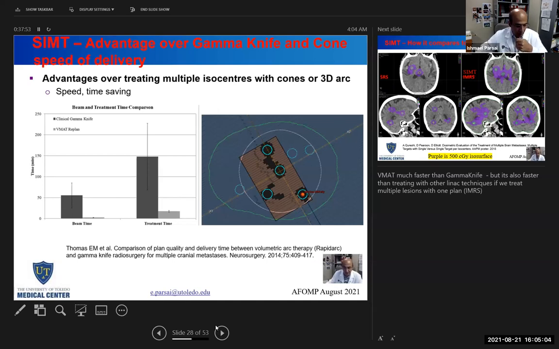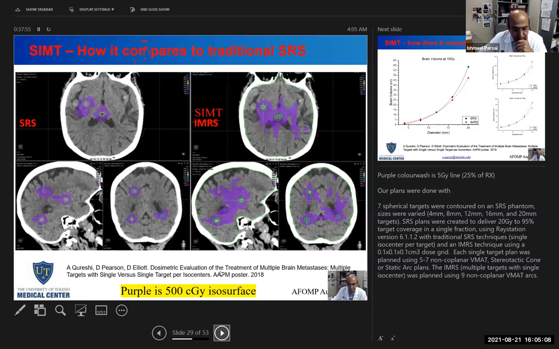The purple here shows the 500 centigray isodose line, which is covering parts of the brain, but the prescription dose, which is much higher, is delivered to the targets in the brain.